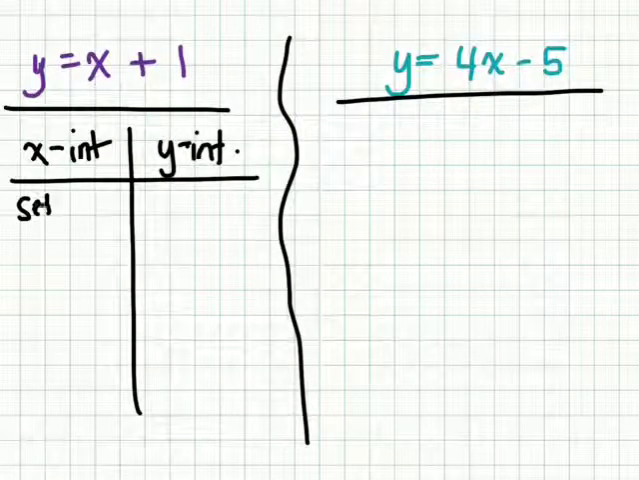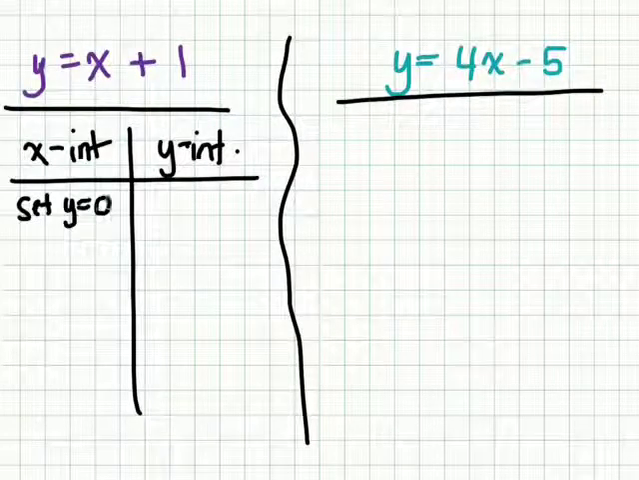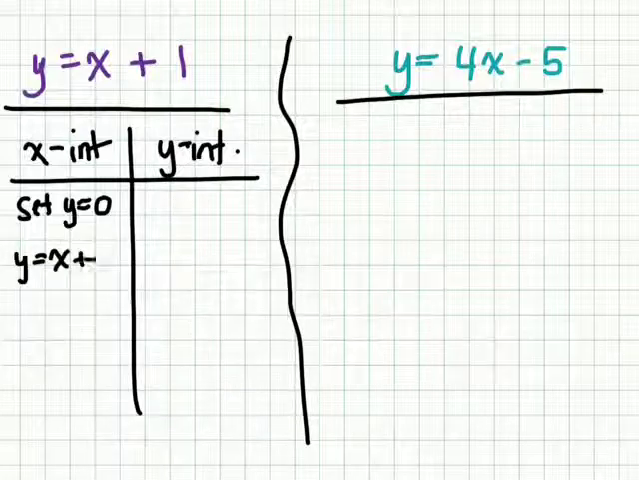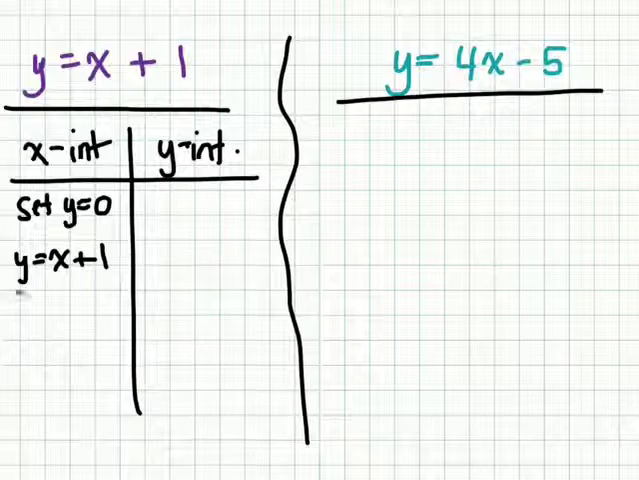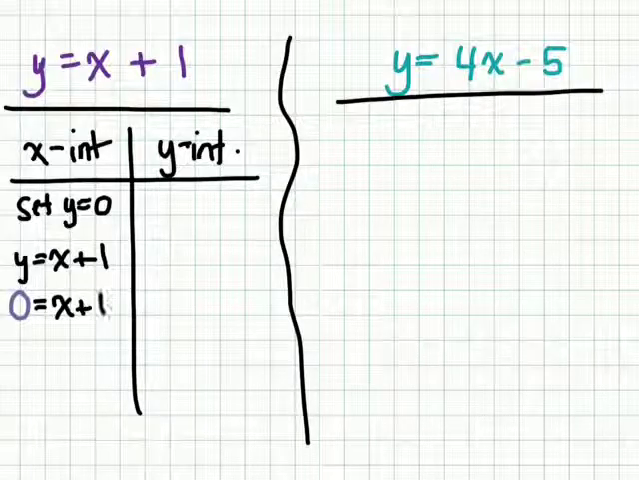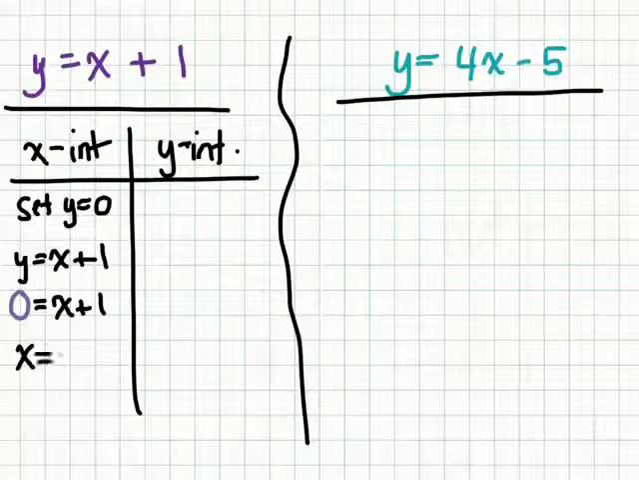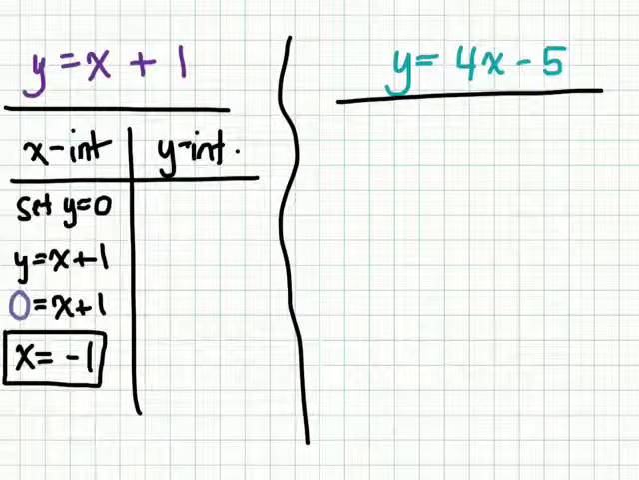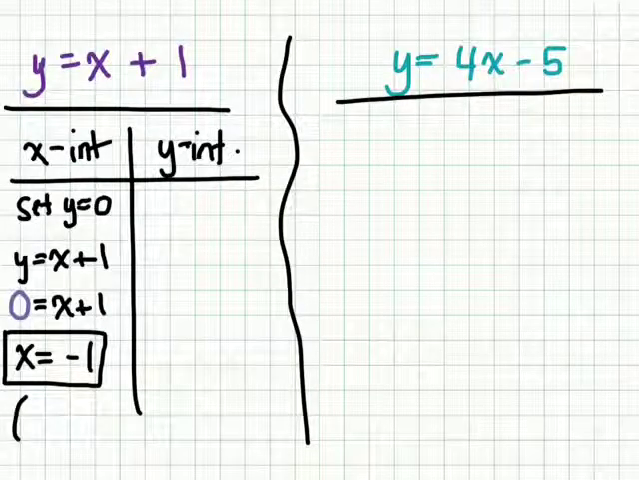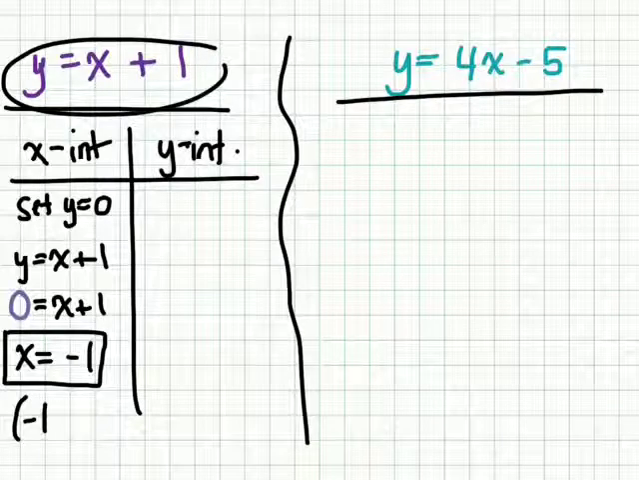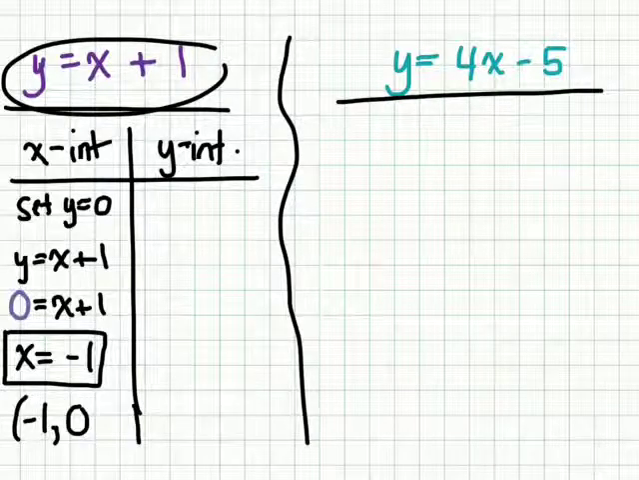To find the X-intercept, we set Y equal to 0. So using the equation, Y equals X plus 1, we're replacing Y with 0. So 0 equals X plus 1. Solve for X. What does X equal? X equals -1. So this is my X-intercept. I know that the first line will intercept at (-1, 0).